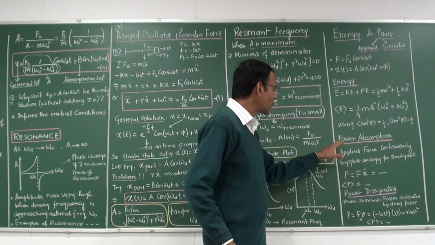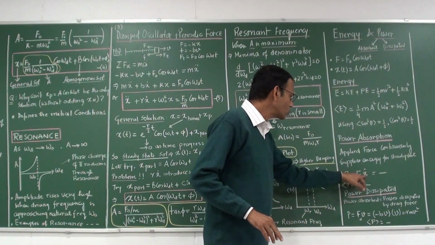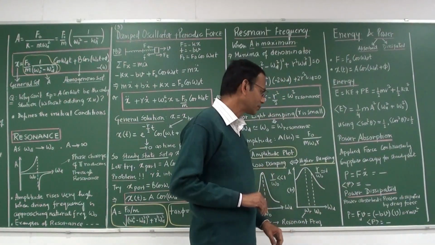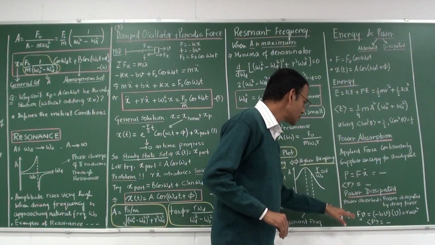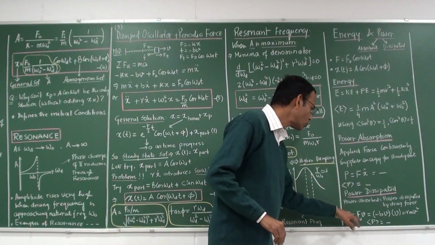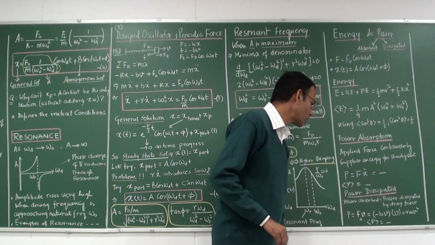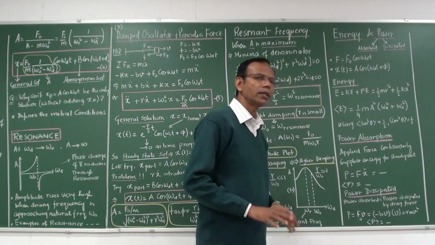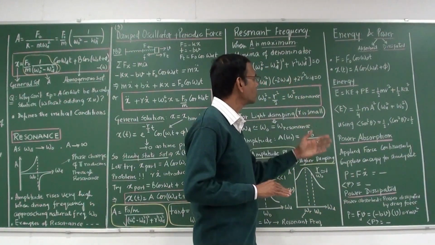So if you calculate the power absorption by the force, that is F into velocity. Again, you can calculate the average power. Power dissipated is by that drag force, so minus Bv times velocity, it is minus gamma m v square. Again, you can find out the average. Both these averages should be the same. You can calculate and see. So this is all about energy and power.